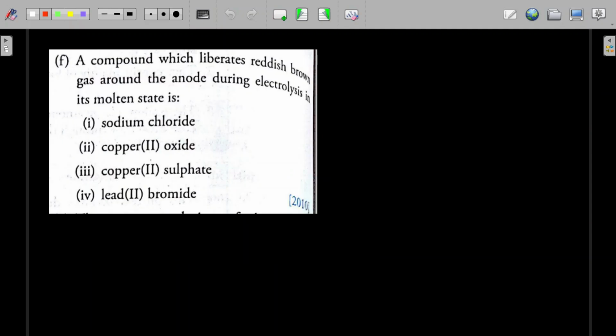Okay. Isha, can you tell the answer? Copper which liberates reddish brown gas around the anode during electrolysis in molten state is lead bromide. Yes. Because for reddish brown gas, there are only two things: bromine gas or NO2 gas. But in electrolysis, we don't get NO2 gas in any of our examples, therefore we should not take that. But for any other bromide instead of lead bromide, if they have given zinc bromide here, then also you have to select that option only.